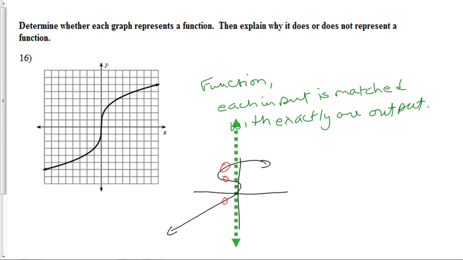But as soon as you touch it more than once at the vertical line, then you know it can't be a function. And you'd want to use specifics. You'd say not a function, and then the input is matched with more than one output.